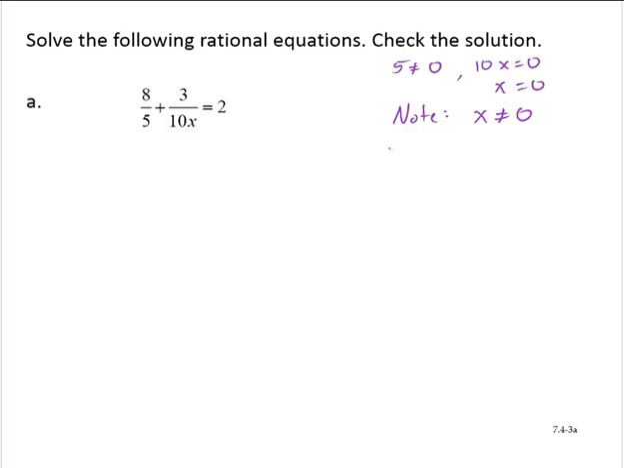Considering the denominators, we would say that the LCD for this equation is 2 times 5 times x, or 10x. Be careful, I'm getting that 2 because this 10x is 2 times 5 times x. So that's where that 2 is coming from. It's not coming from the right-hand side. Alright, so I will multiply through both sides of the equation by 10x.